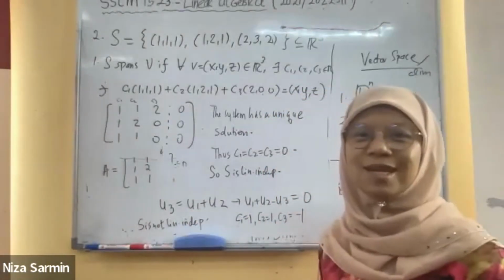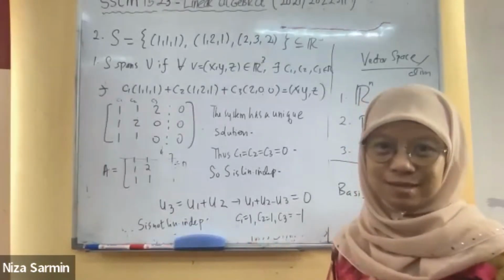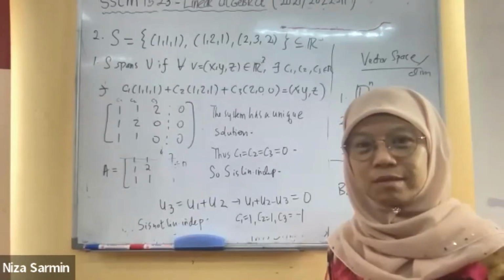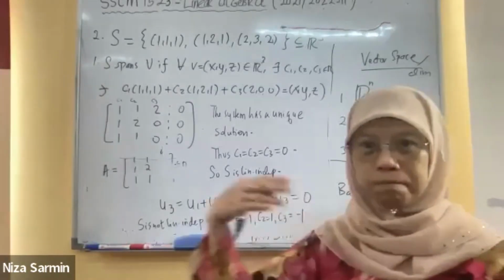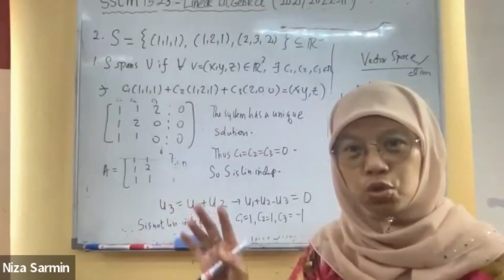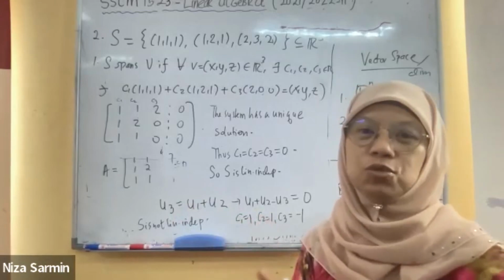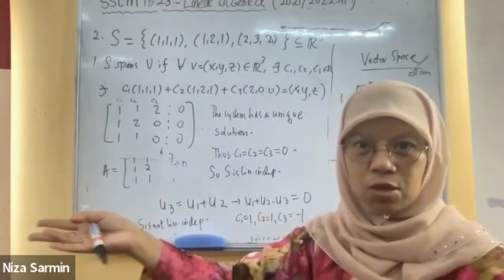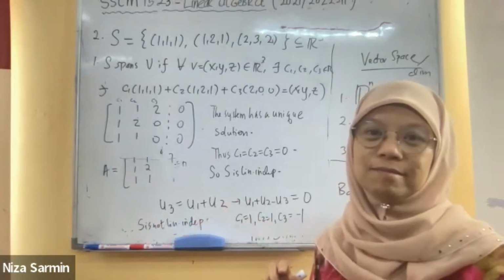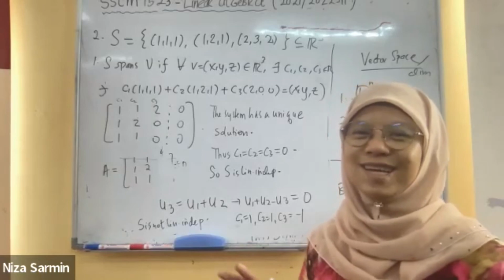Habis cerita. Then it is not a basis. Kalau nampak. Kalau tak nampak, then you go back to the original definition, go through the process, show that you cannot find the C1, C2, C3 for spanning, or you show that this is not unique. Okay? In most cases, memang tak nampak.